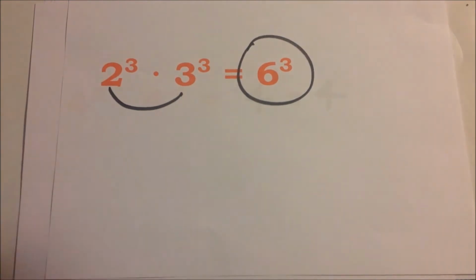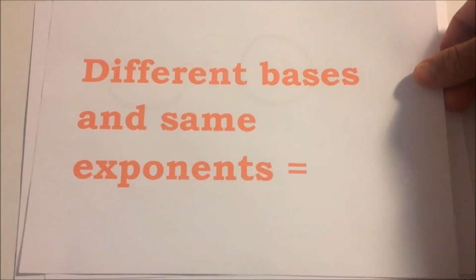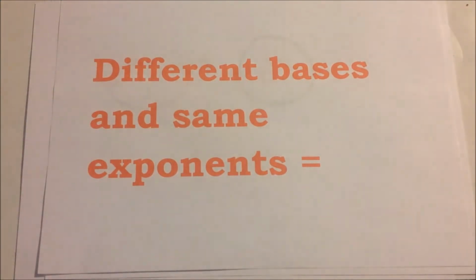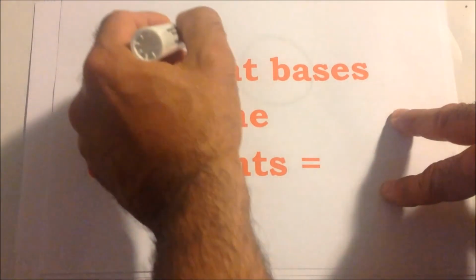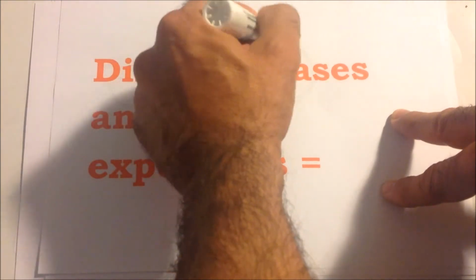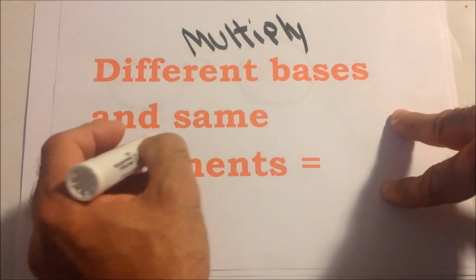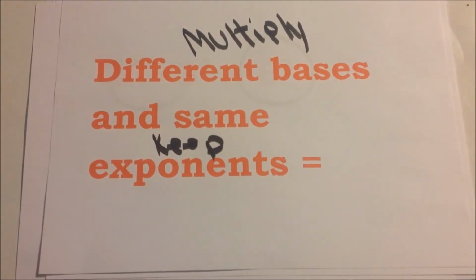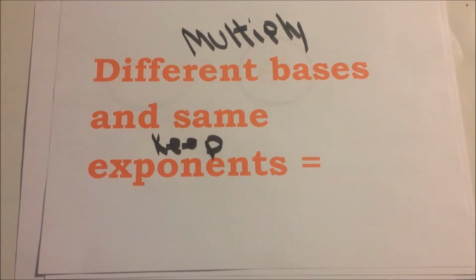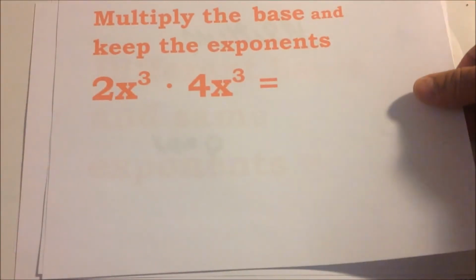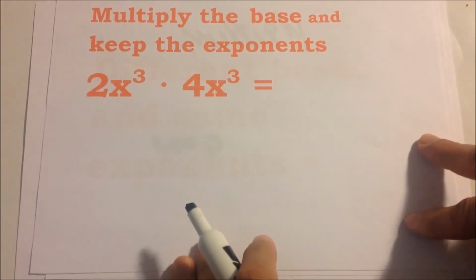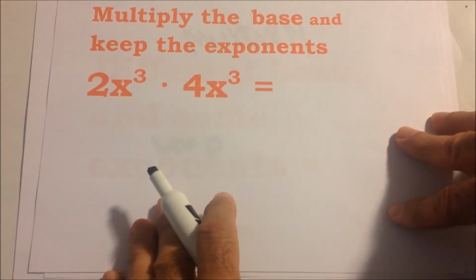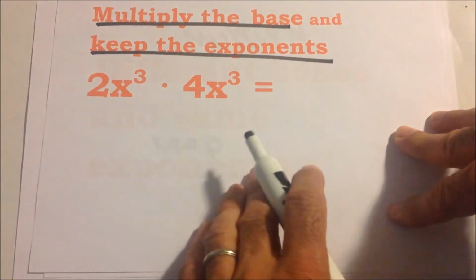So the second rule we should remember, if they have different bases and the same exponents, what do we do? We multiply the bases, and keep the exponents. Okay. So let's see if we can do this one now. This one's a little tricky because it has variables. Just remember, if they have different bases, you multiply the bases and keep the exponents.